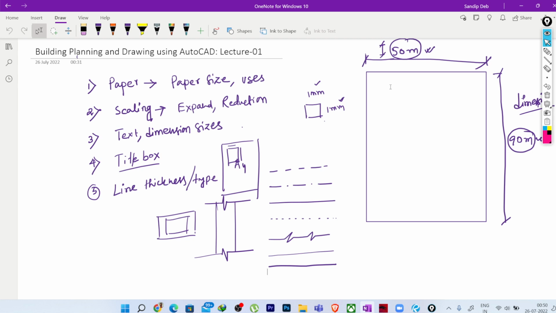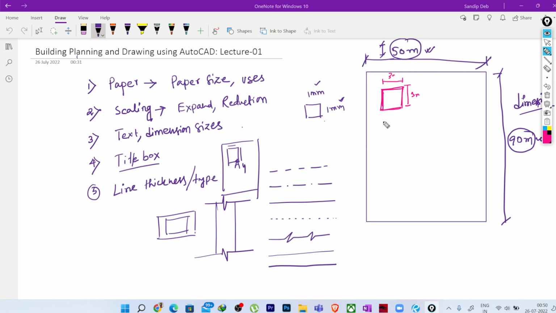We have to represent this 3 meter by 3 meter room in such a way that it is a similar box, but the dimensions we will be writing are 3 meter by 3 meter, though it is not exactly 3 meter by 3 meter on the paper, right? Obviously 3 meter by 3 meter is not possible on the paper. So that means we are making some representation of that 3 meter. So actually we are scaling it down.